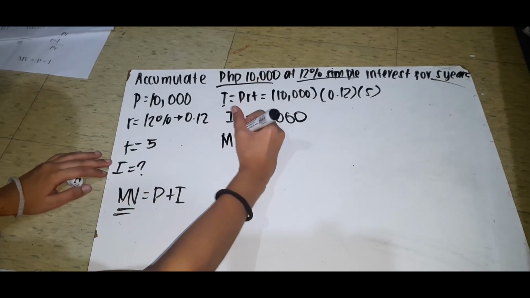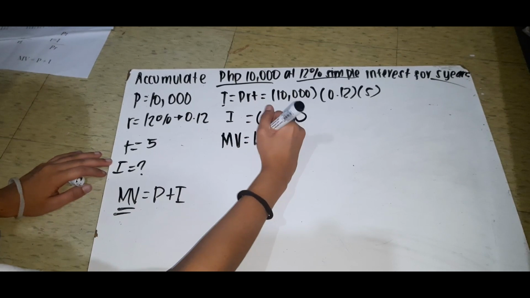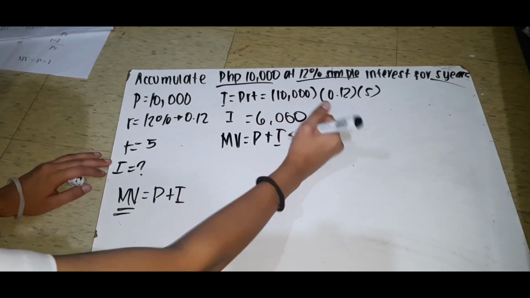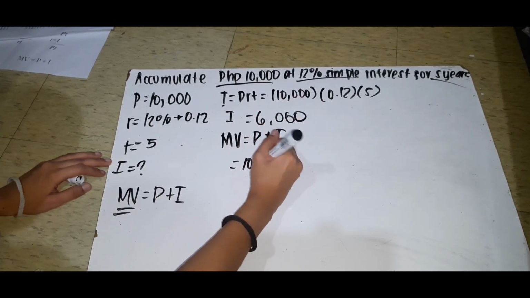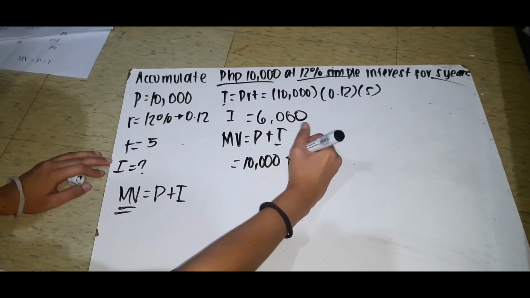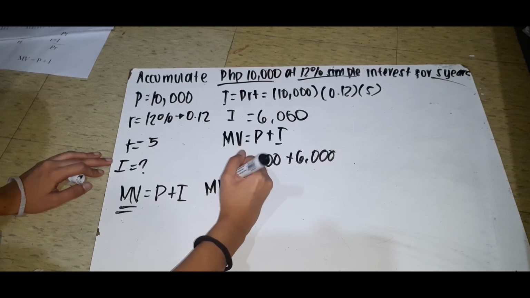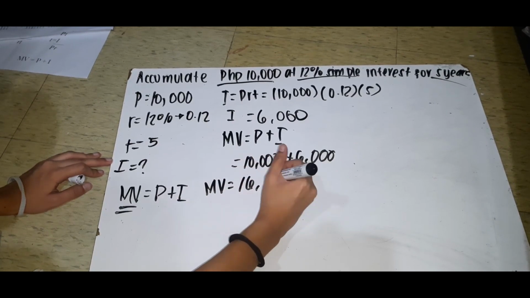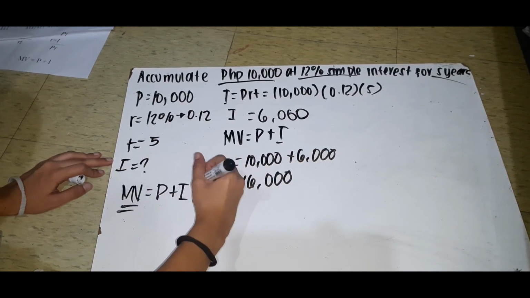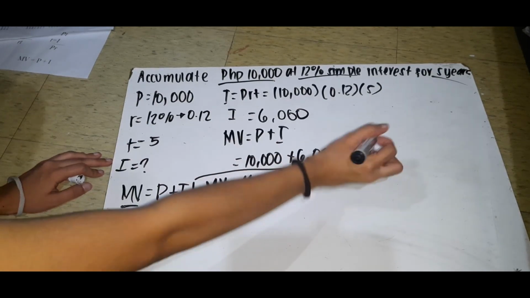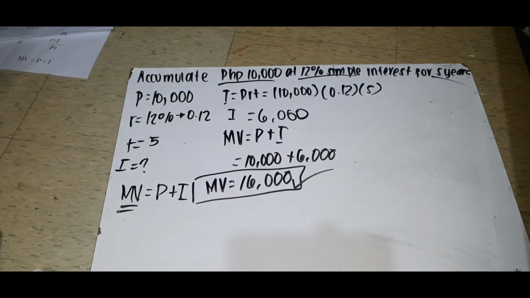And of course, pretty easy. It would be P plus I. So 10,000 plus 6,000. Again, very easy. The final answer would be 16,000. So here is the final solution and final answer.